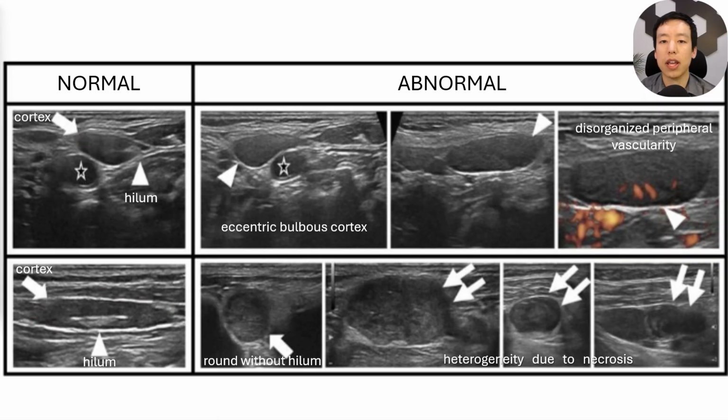In contrast, abnormal lymph nodes on ultrasound were defined by features such as a round shape lacking the hilum, an eccentric bulbous cortical enlargement, again lacking the hilum, disordered vascularity, or internal heterogeneity, which is often due to cystic or coagulative necrosis.